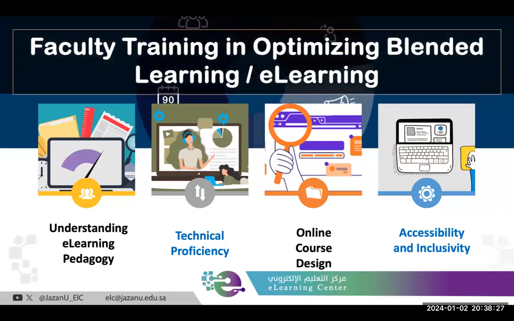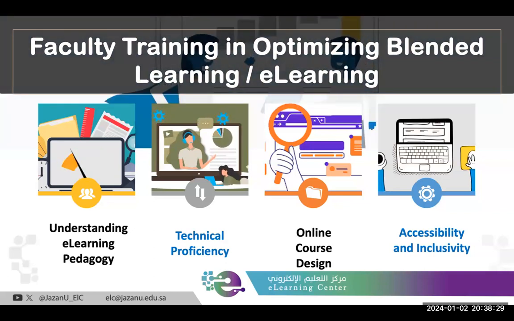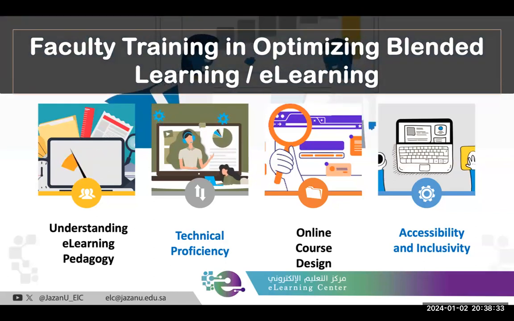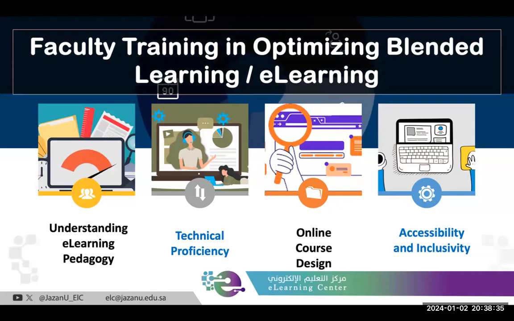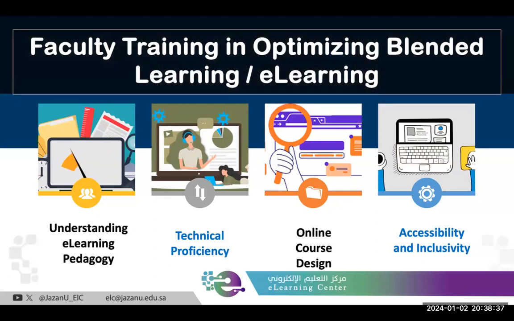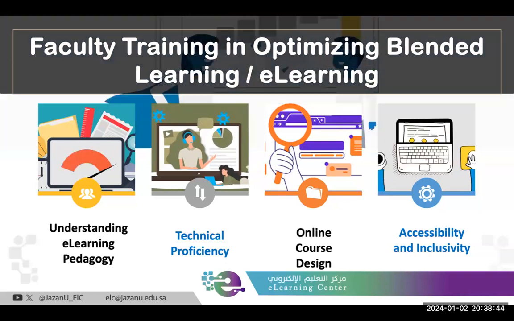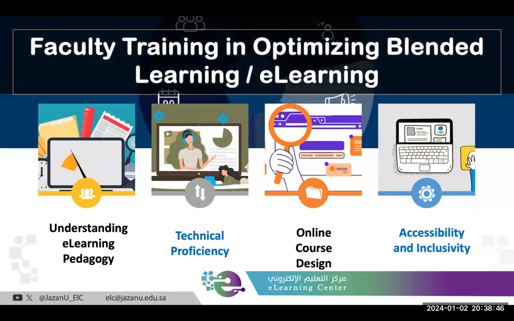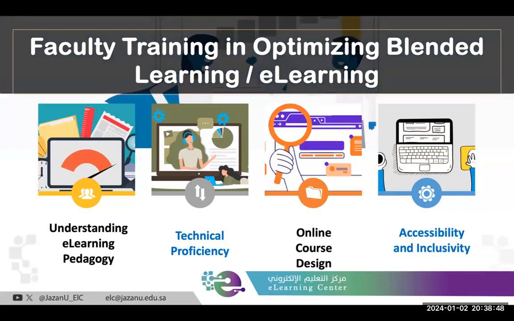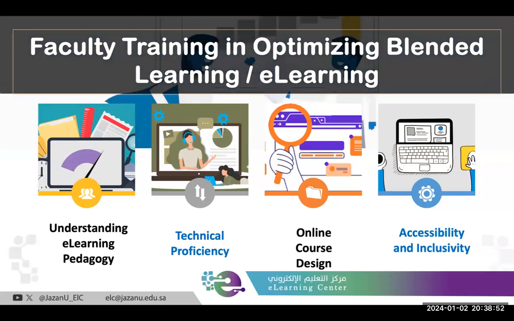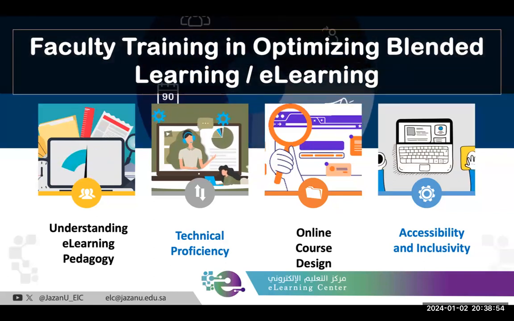The second is technical proficiency. Taking comprehensive training on the use of the learning management system and any other relevant technology tools is mandatory for the faculty member. For example, you're using Blackboard. We deliver a lot of online and offline trainings for the learning management system. So for all faculty members, this is mandatory, this is basically your responsibility.